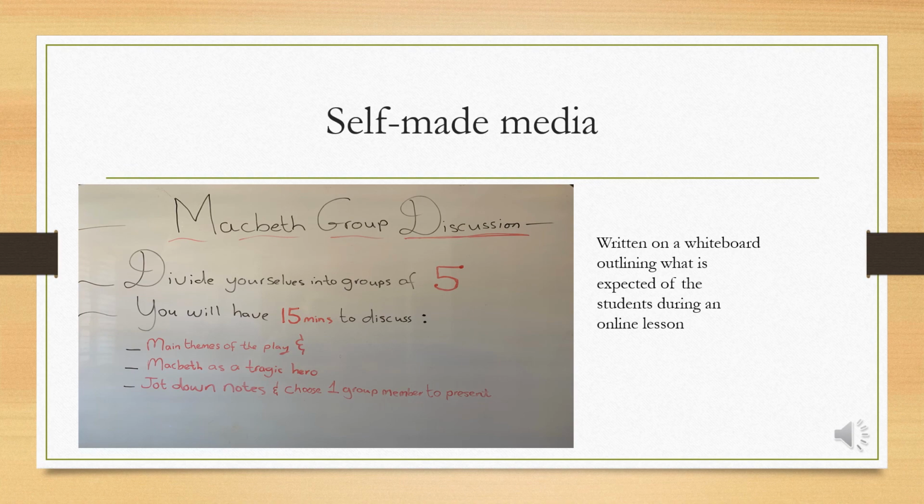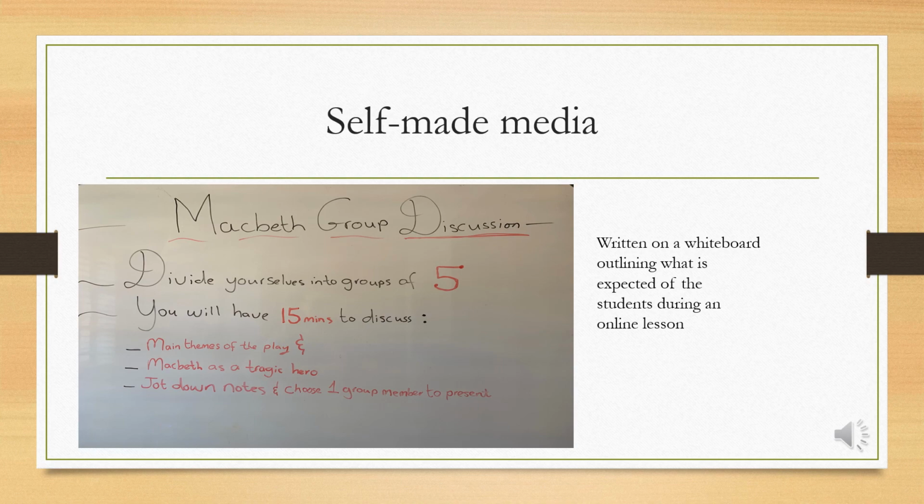Granted, this lesson is being presented online over an online forum such as Zoom or Blackboard Collaborate. I will present my screen pointing towards my whiteboard where I've presented the lesson. Macbeth group discussion. They'll divide themselves into groups of 5. Once that is done, I will separate them into separate chat rooms where they'll have 15 minutes to discuss the main themes of the play and Macbeth as a tragic hero. They'll jot down notes and choose one brave group member to present once we're all back in the main chat room.